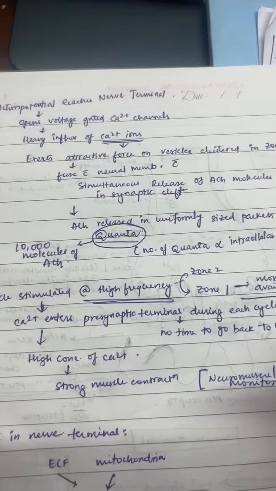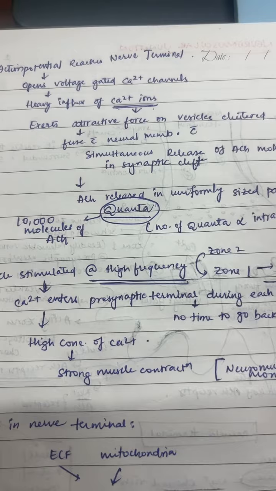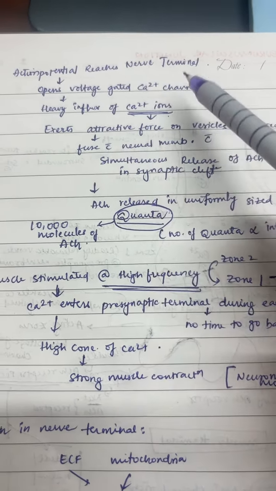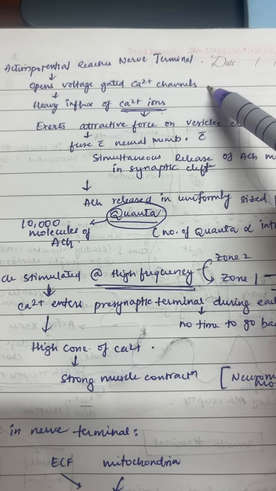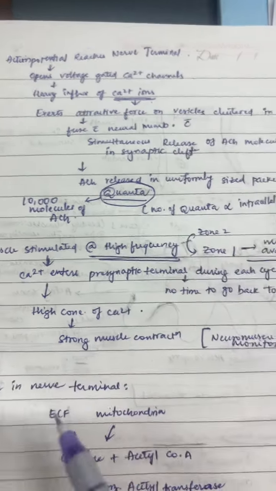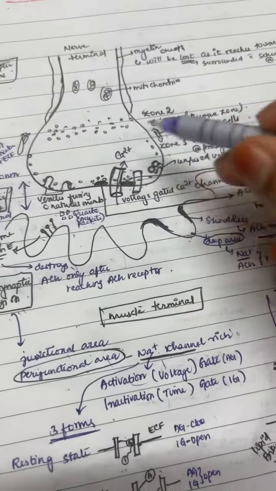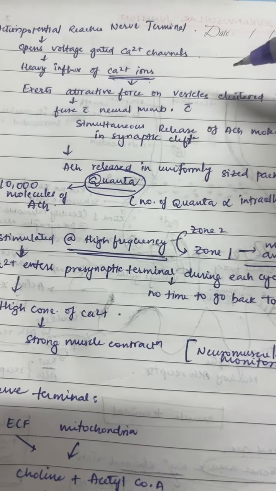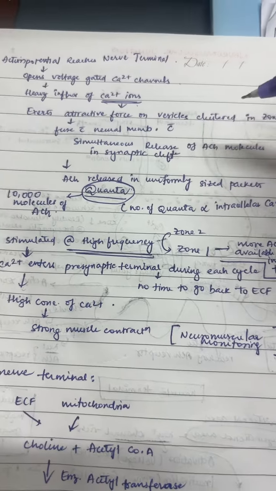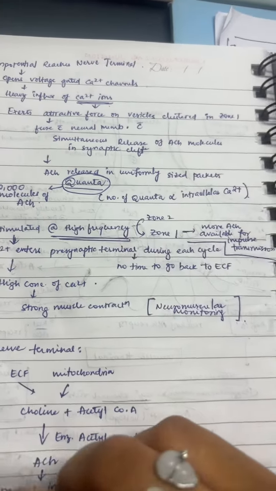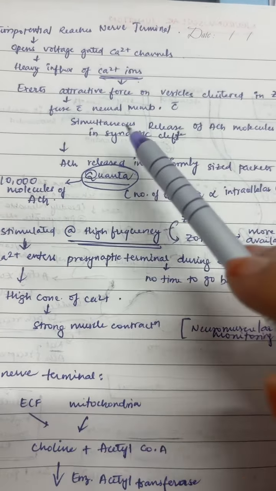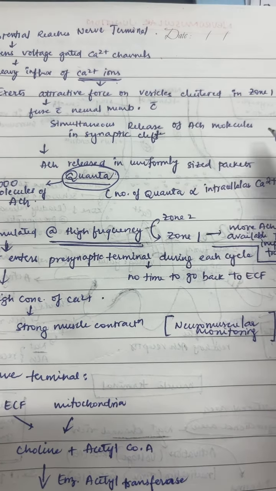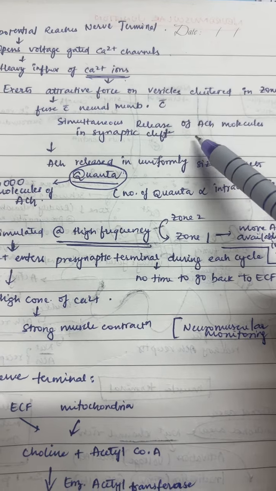Coming to the mechanism of action at the neuromuscular junction, when the action potential reaches the nerve terminal, it opens the voltage-gated calcium channels. When the voltage-gated calcium channels are opened, there will be a heavy inflow of calcium ions. It exerts attractive forces on the vesicles clustered in zone 1, and they fuse with the neural membrane and simultaneously release acetylcholine molecules into the synaptic cleft.